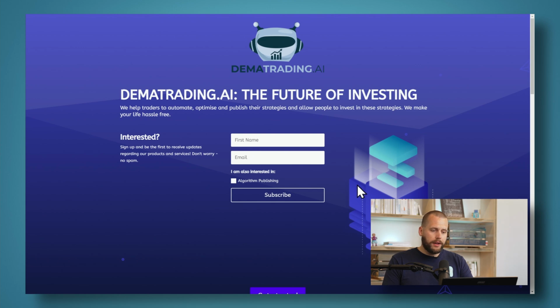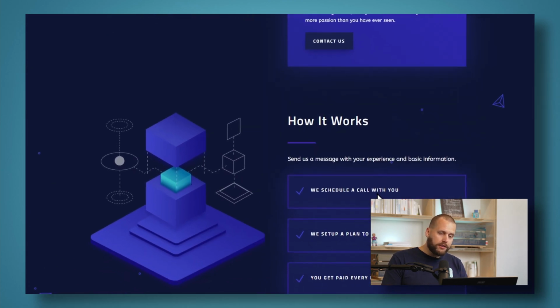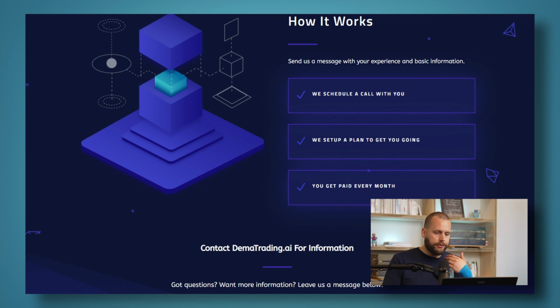Another good example is Dema Trading AI. Though they are hosting mostly for the existing bot creators, they do have a very nicely put together website, and it just gives a lot more confidence to the user and results in higher deposits.